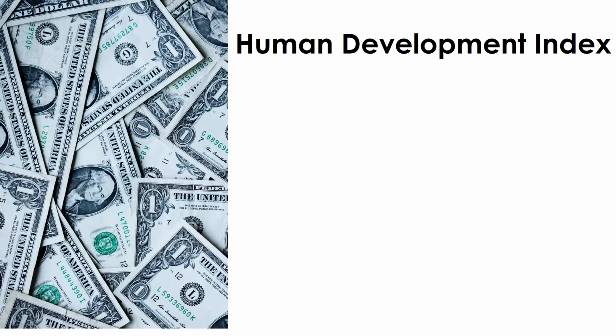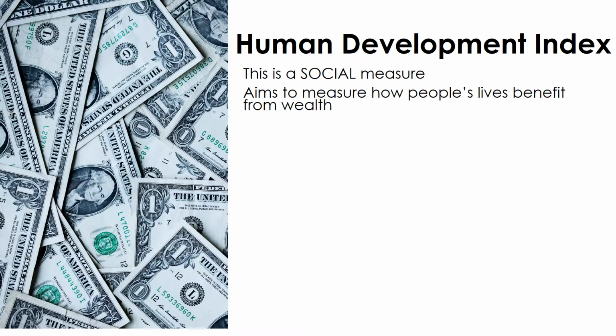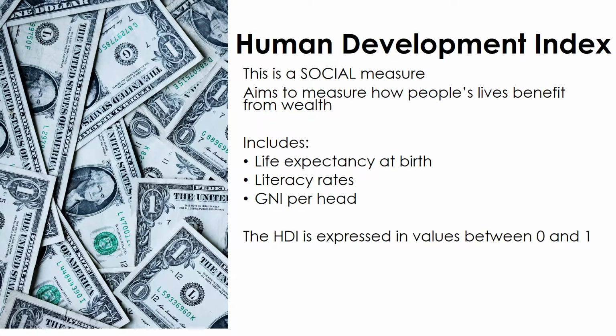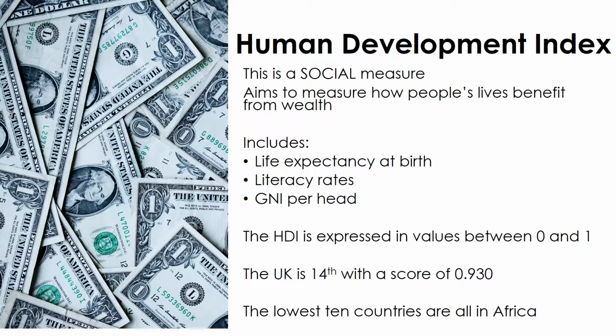The Human Development Index. This is a social measure. It aims to measure how people's lives benefit from the wealth of a country. It includes life expectancy at birth, literacy rates, gross national income per head, and it's expressed in a value between 0 and 1. The UK is 14th with a score of 0.930. The lowest 10 countries are all in Africa.